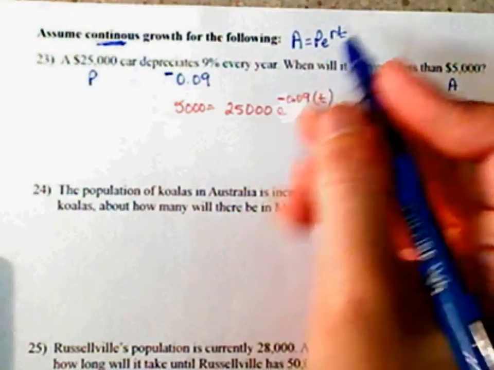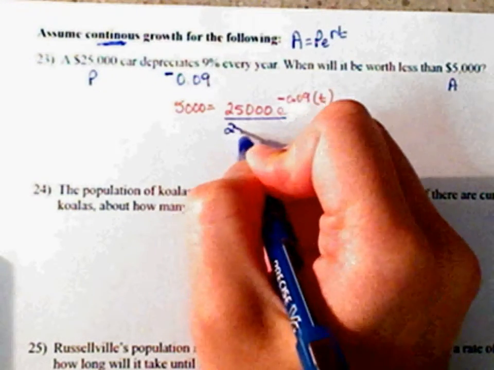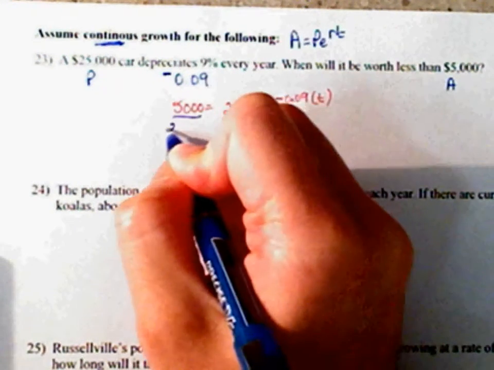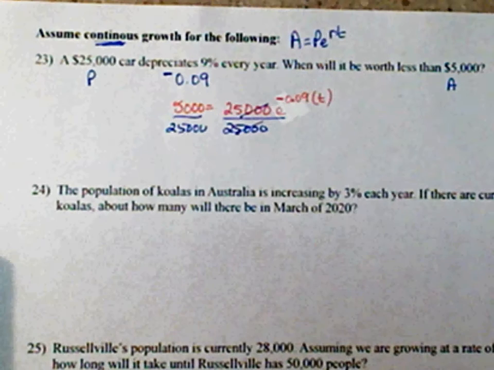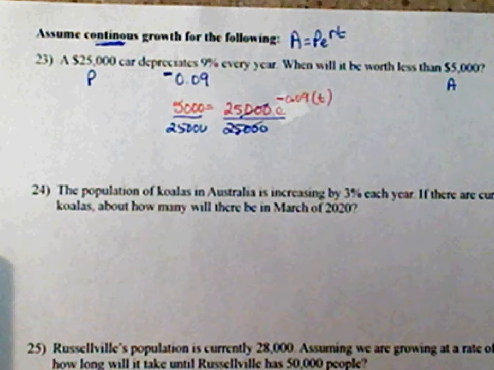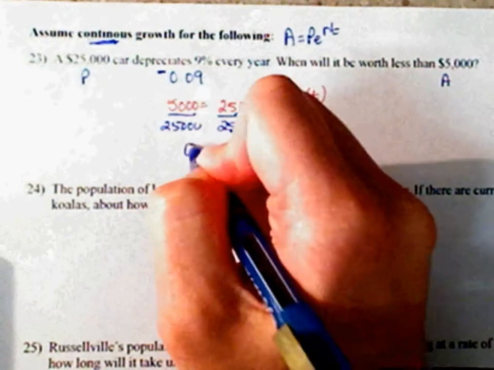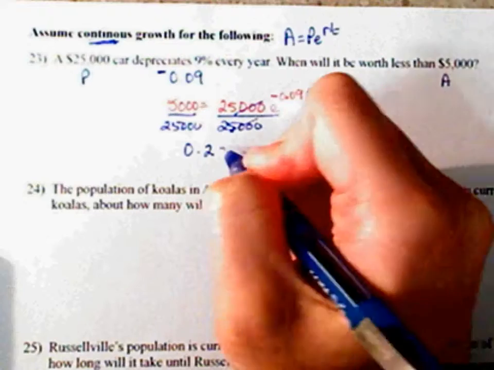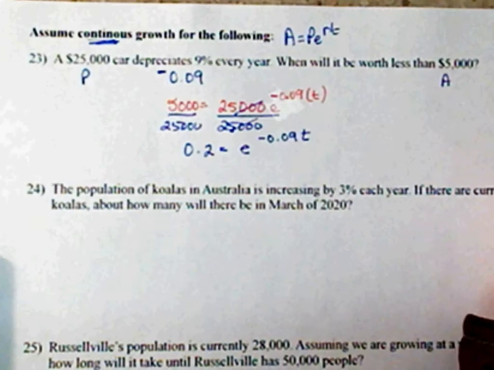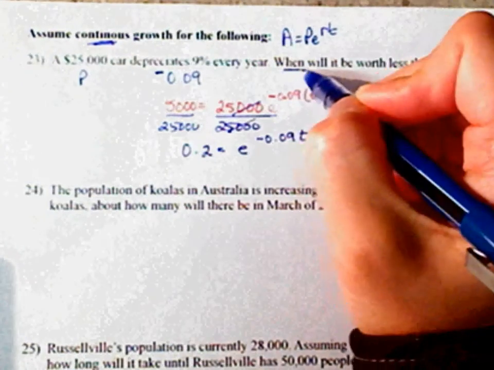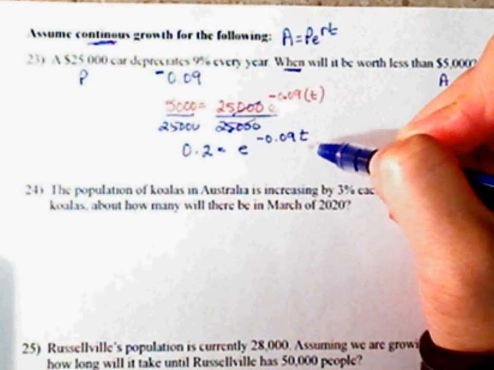So first of all, I would divide both sides by 25,000. What you do to one, you do to the other, okay? So you have 5,000 divided by 25,000. That leaves you 0.2 equals e raised to the 0.09t. Now the question says when. You're looking for t, okay?